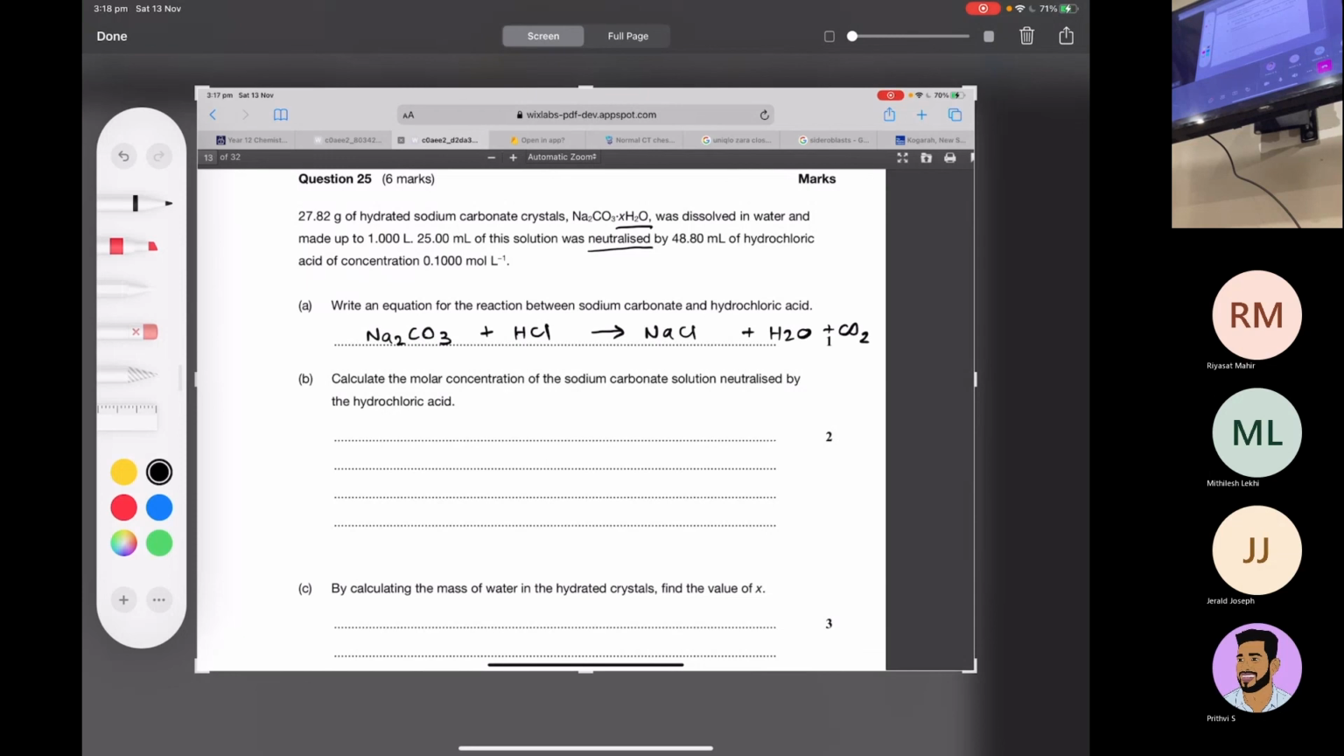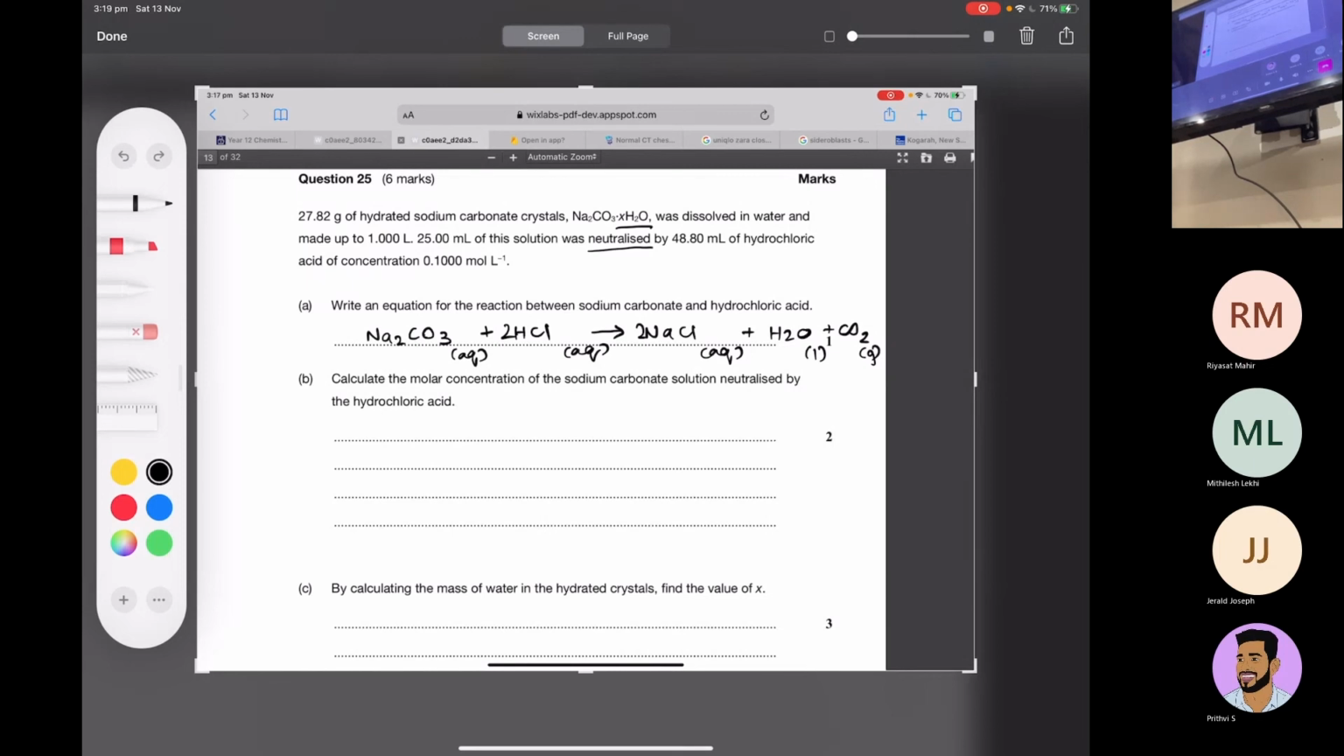So I want someone to balance this for me. What's the first thing I do, Pranav? Okay, so what are you going to do to the NaCl? Good. Now you've got 2 chloride, what are you going to do? Good. So now you've got 2 hydrogens, does that match up? Good, and you have 3 oxygens on the right, does that match up with the left? Good, so it's a balanced equation.